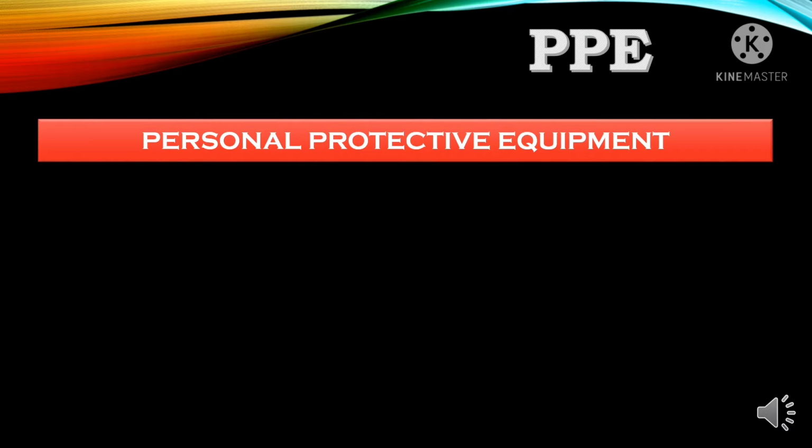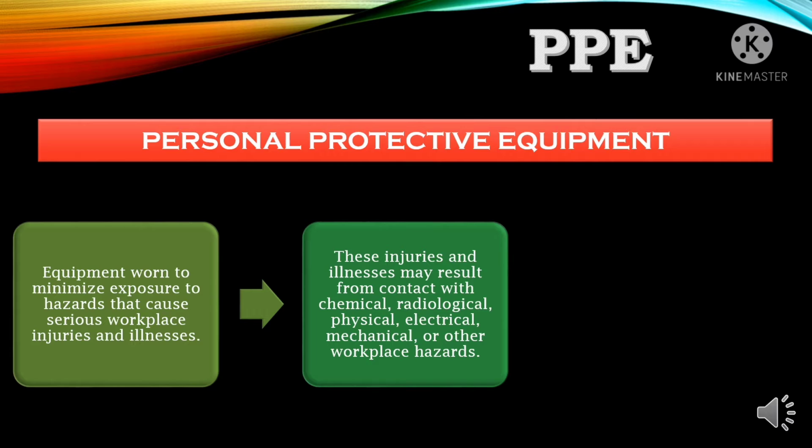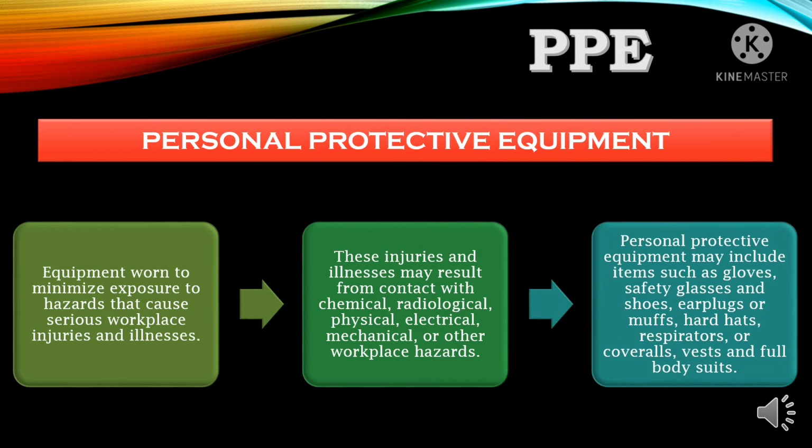So when we talk about site safety, the most important thing is PPE. PPE stands for Personal Protective Equipment. PPE is actually the equipment worn to minimize exposure to hazards that cause serious workplace injuries and illnesses. These injuries and illnesses may result from contact with chemical, radiological, physical, electrical, mechanical, or other workplace hazards. Personal protective equipment may include items such as gloves, safety glasses and shoes, earplugs or masks, hard hats, respirators or coveralls, vests, and full body suits.